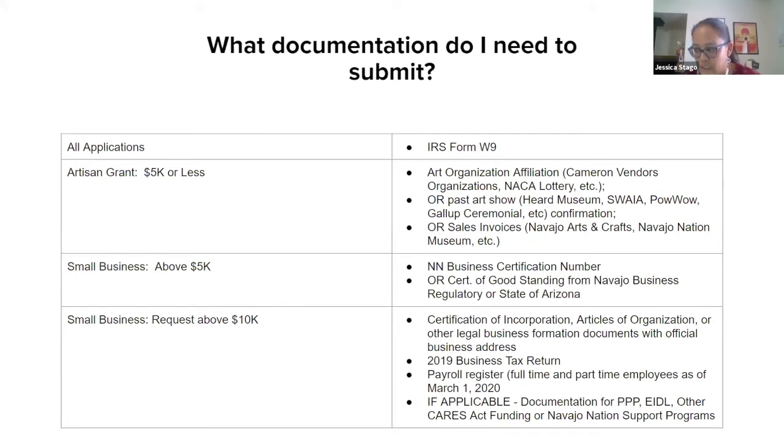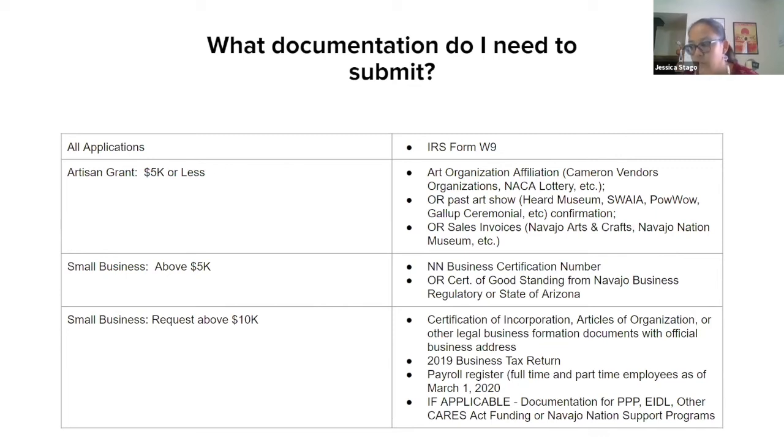Your payroll register, which you can get from your accountant if you have an accountant. You could also get that from your bank if you have a bank account that you use specifically for payroll. But it needs to show your employees and what you pay them from March 1st to December 30th if you still have employees on the payroll.